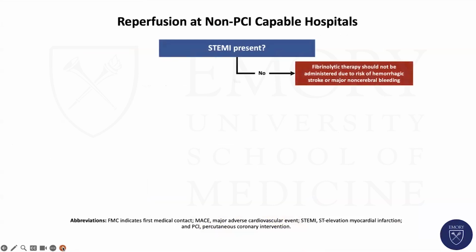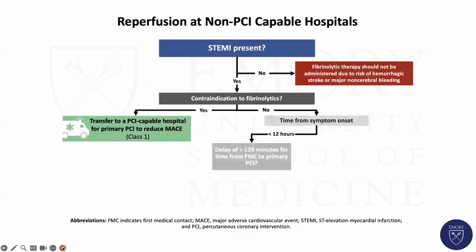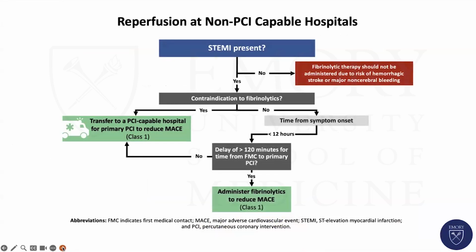This is my final slide here, reperfusion at non-PCI capable centers. If a STEMI is not present when the patient presents at a center that cannot do 24/7 PCI, then you don't want to immediately give fibrinolysis. Obviously, you need to further work them up.